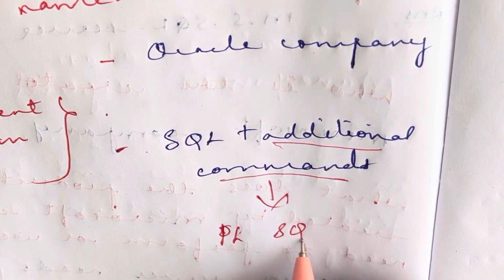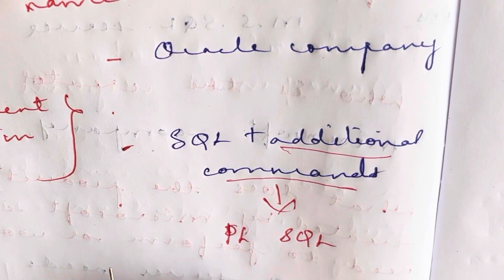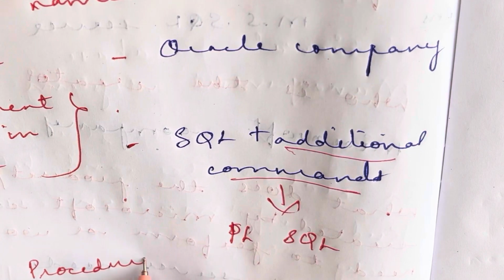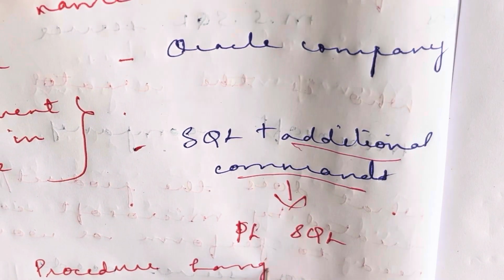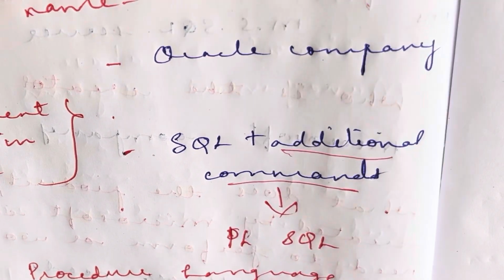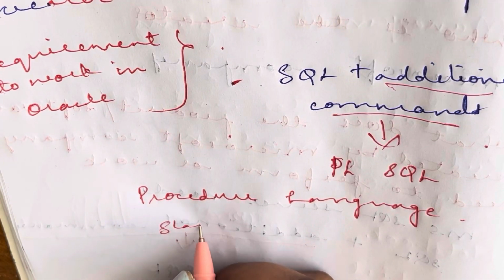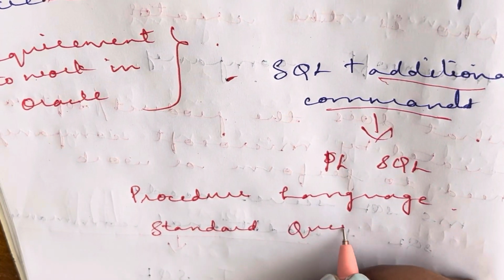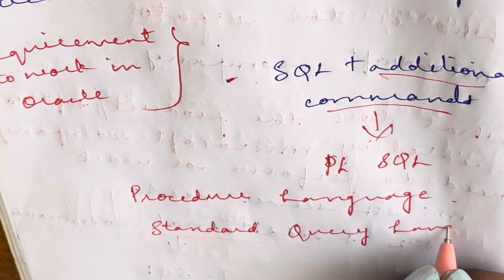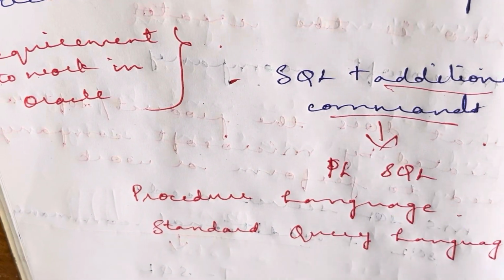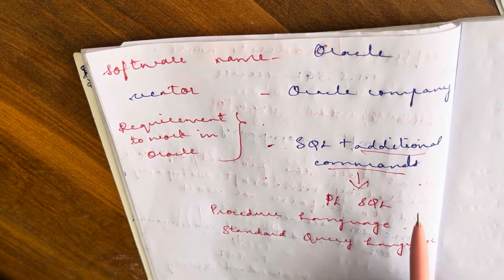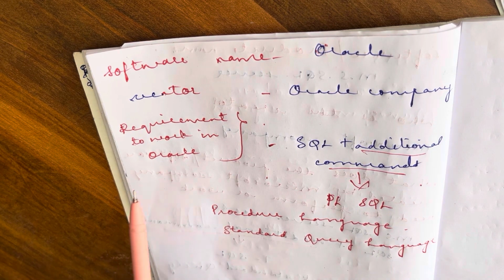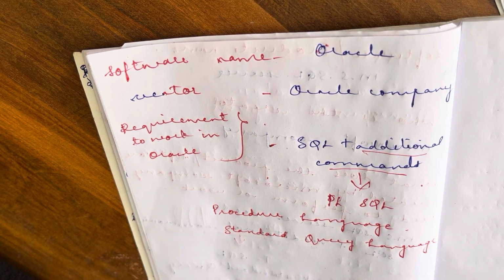PL SQL. So what is the PL SQL abbreviation? It is Procedure Language Standard Query Language. So we need SQL plus additional commands, SQL plus PL SQL, to work in the software called Oracle.